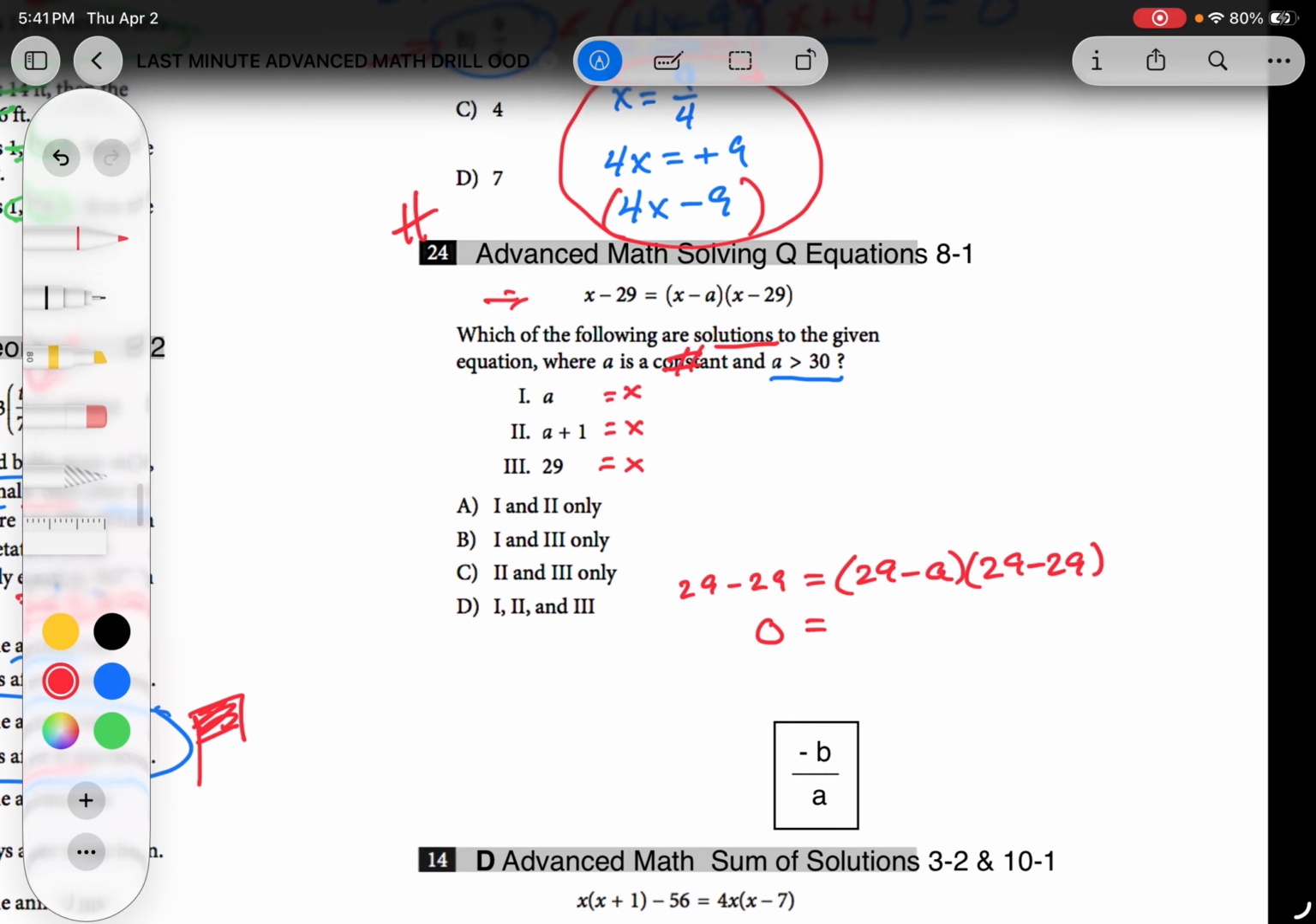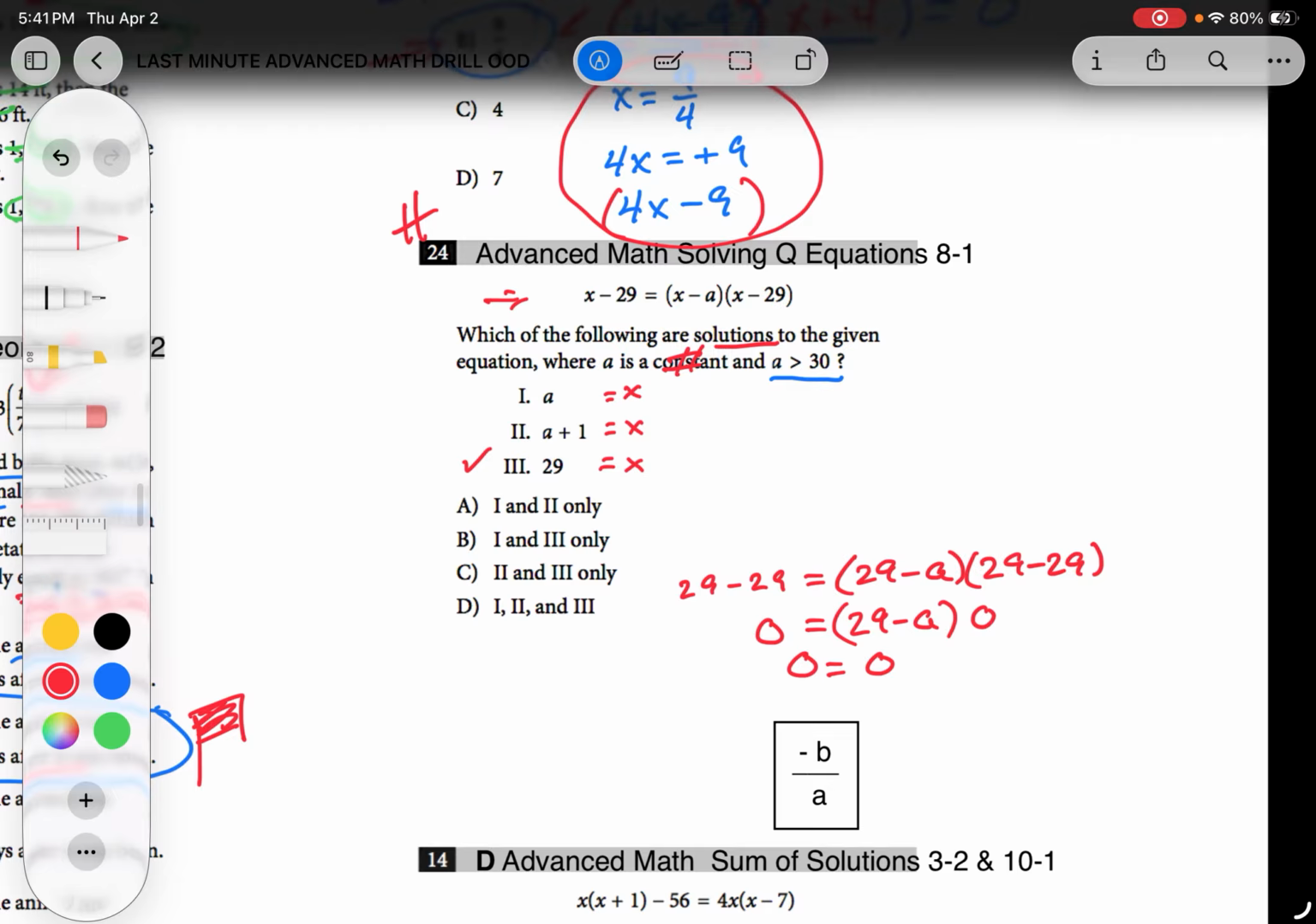0 equals, what's 29 minus a? It's just 29 minus a. I can't do anything with that. What is 29 minus 29? Oh, that is equal to 0. So what is 0 times 29 minus a? It's going to be 0, which will be equal to the other side, 0. So Roman numeral 3 does work.